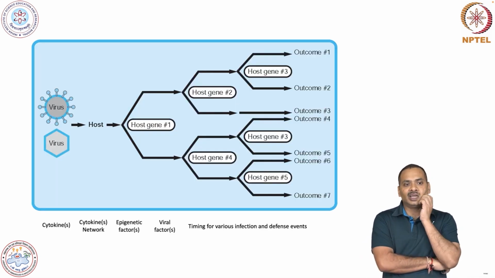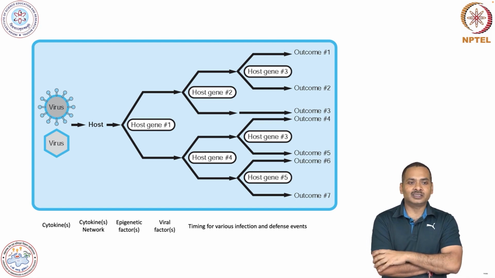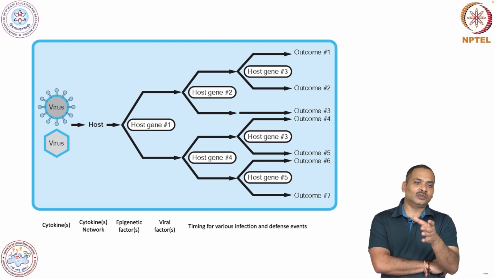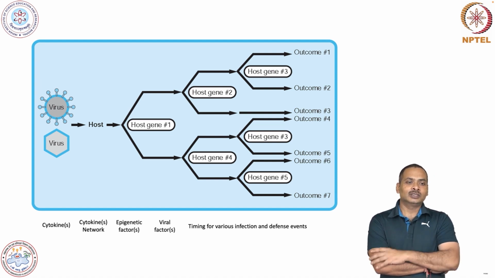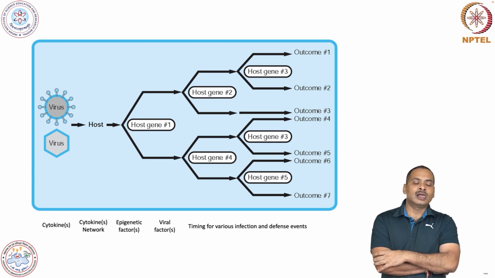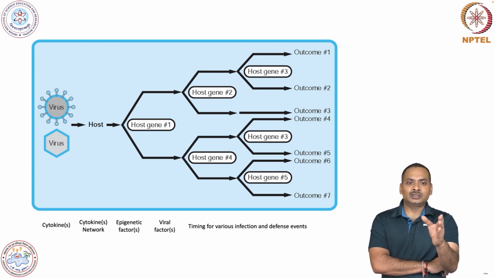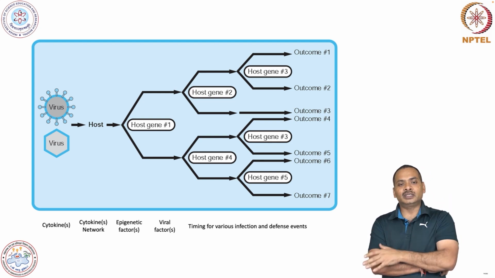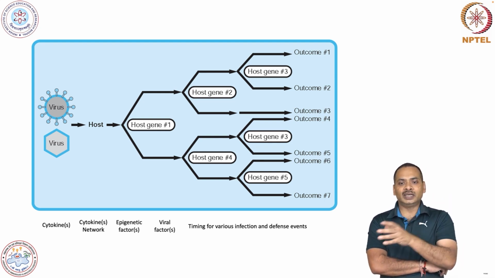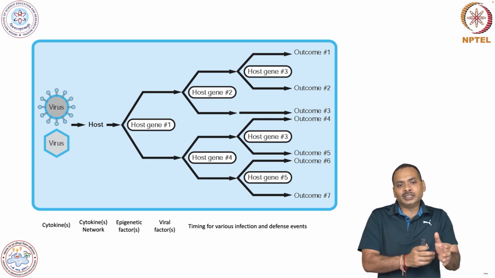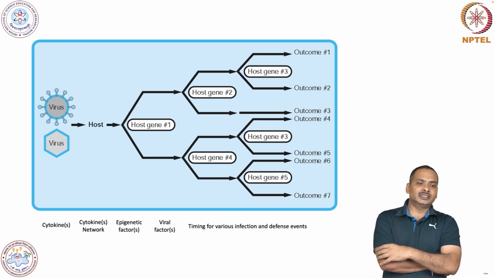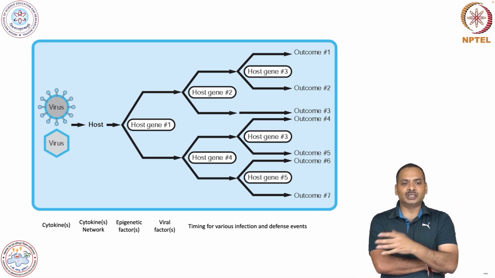Here I have a much more refined picture. This is a quasi-species of virus. Both are the same virus if you want to say, but they are genetically different. And this is a host. There is a host gene. This virus will interact with host gene 1, host gene 2, 3, 4, 5, like that. So there will be a huge variation. Let's take it, this host gene may be a cytokine, some cytokine network.